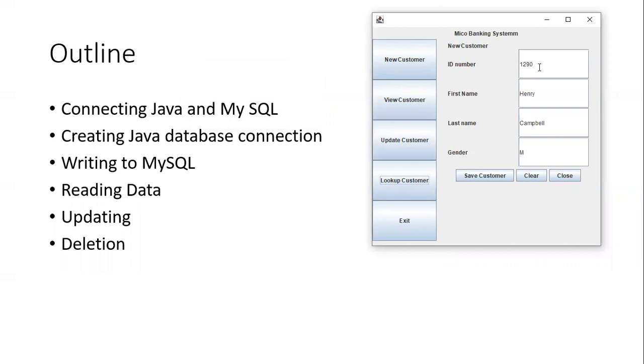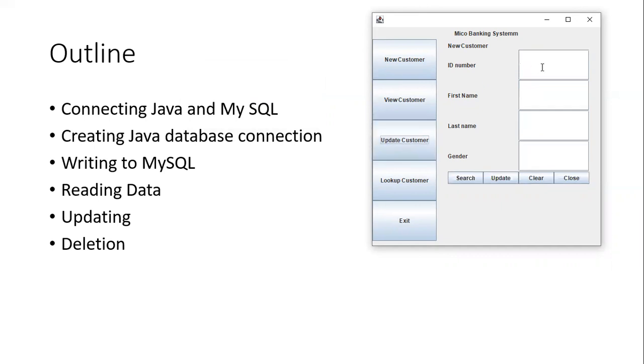So if we want to update this record, 1290, that's the ID. Enter the ID, look up the record that is to be updated. Then we'll get the information and we can change any one of the fields. Or we can change all of them. So if we want to change the person's first name from Henry to Stephen, do that, click update.